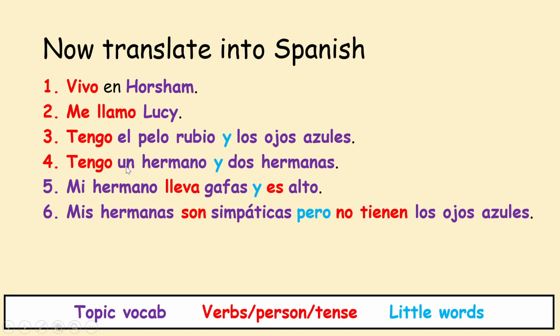I have a brother and 2 sisters. Un hermano y 2 hermanas. Make it plural. My brother wears glasses, lleva gafas, and is tall. Es alto, masculine, because it is our brother. And our sisters are nice, son simpáticas, pero no tienen los ojos azules. So our negative sentence, making sure that no goes before the verb. Just to emphasize a bit on the agreements, so los ojos azules, 2 hermanas, we're talking about a brother, so he is alto, and we're talking about sisters, so they are simpáticas, and again with los ojos azules.